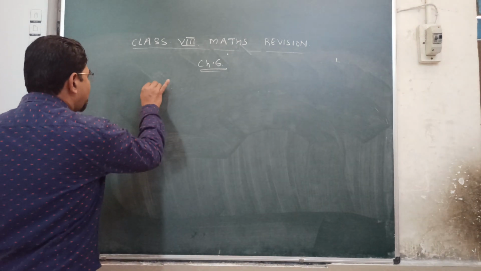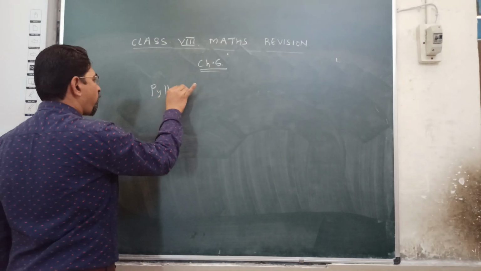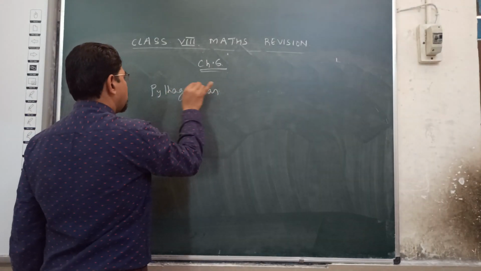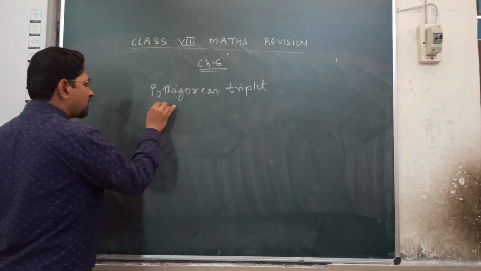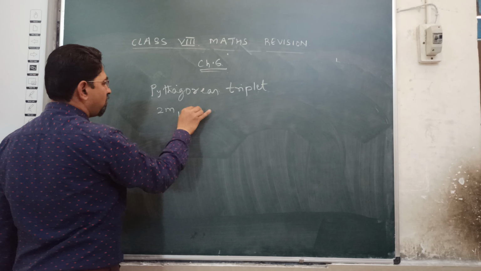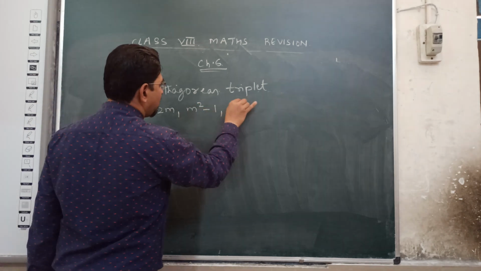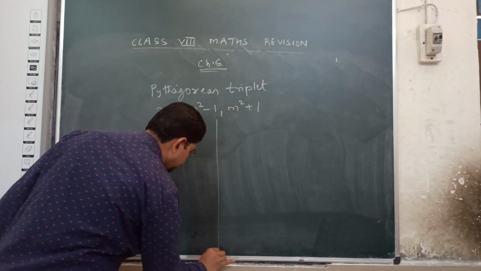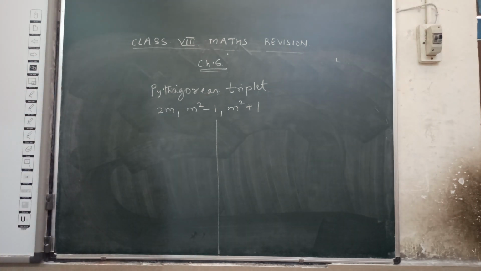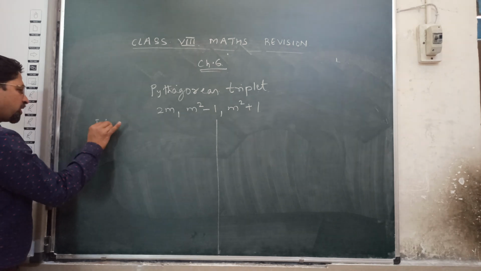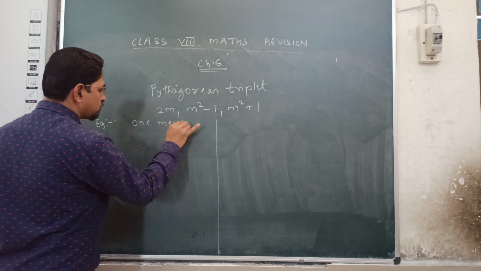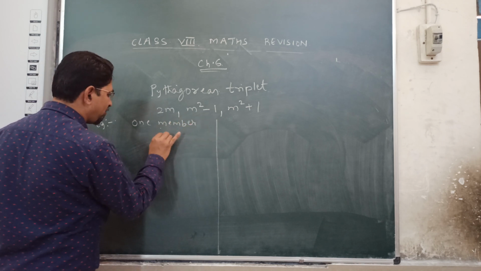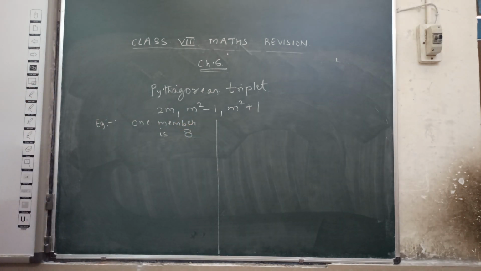Then to find a Pythagorean triplet, you need to remember the formula: 2m, m square minus 1, m square plus 1. Example, find a Pythagorean triplet whose one member is 8. So what do you need to do?